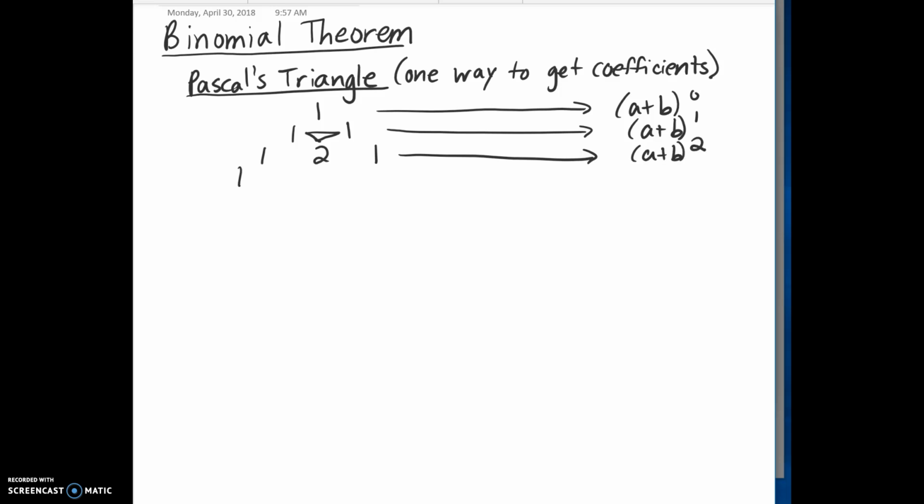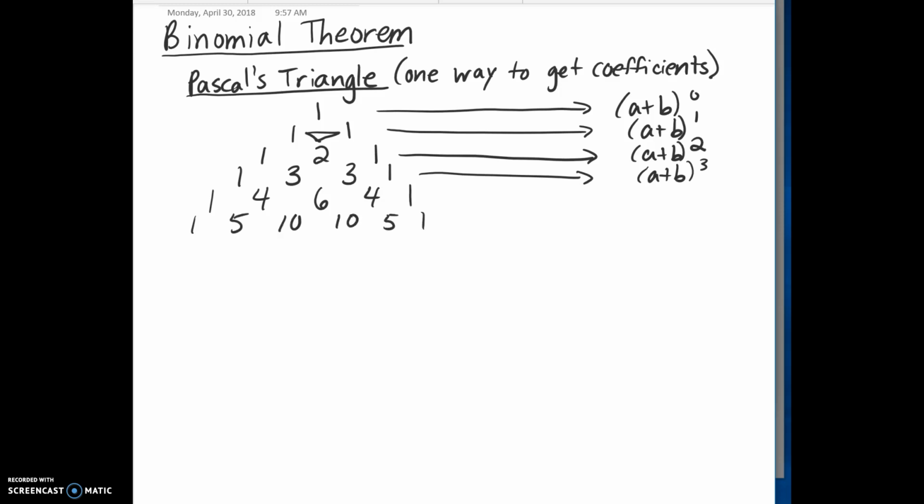And then you kind of keep going. 1 plus 2 is 3. 2 plus 1 is 3, and then we get 1. That's your a plus b cubed. And so on. I'm going to add a couple more rows. 1, 4, 6, 4, 1, 1, 5, 10, 10, 5, 1, 1, 6, 15, 20.